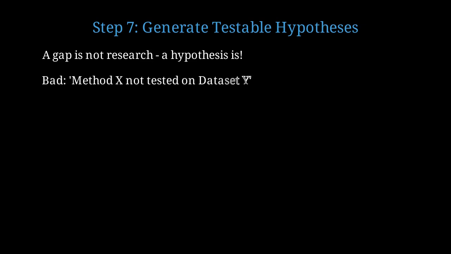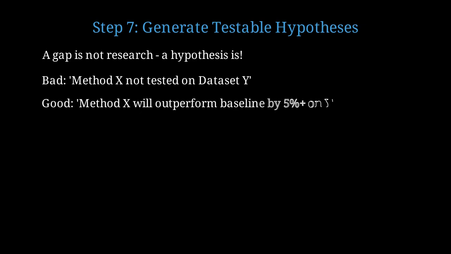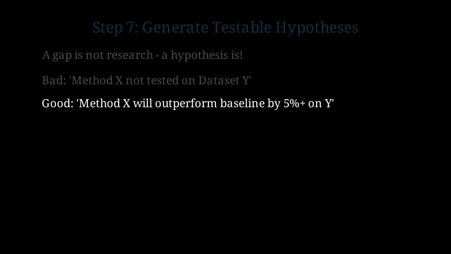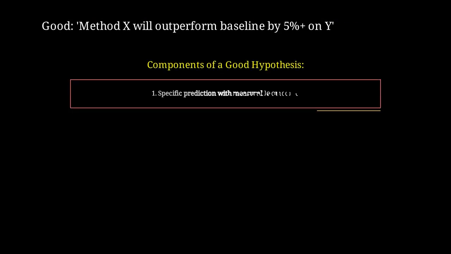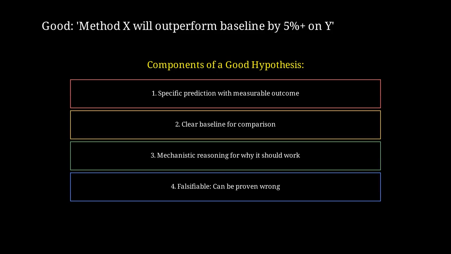Bad hypothesis: Method X has not been tested on dataset Y. This is just a gap statement. Good hypothesis: Method X will outperform the current baseline by at least 5% on dataset Y, because X has property P, which is advantageous for Y's characteristics. A good hypothesis has 4 components: a specific measurable prediction, a clear baseline, mechanistic reasoning, and falsifiability.